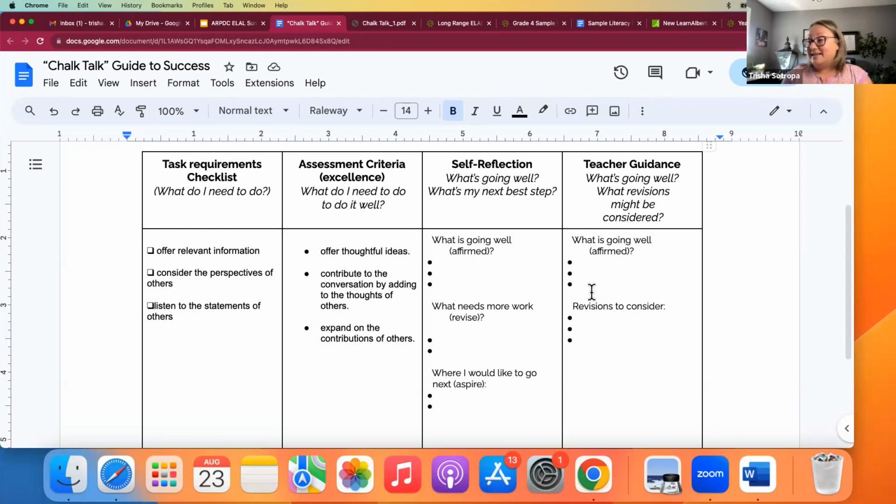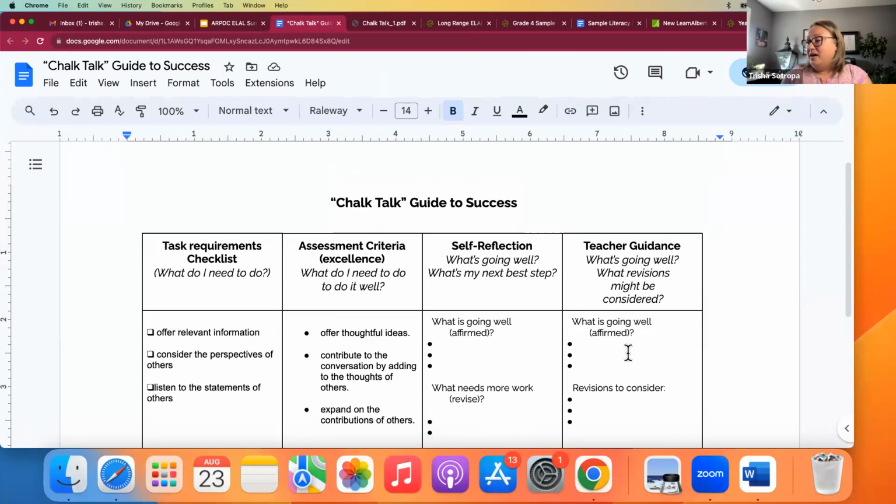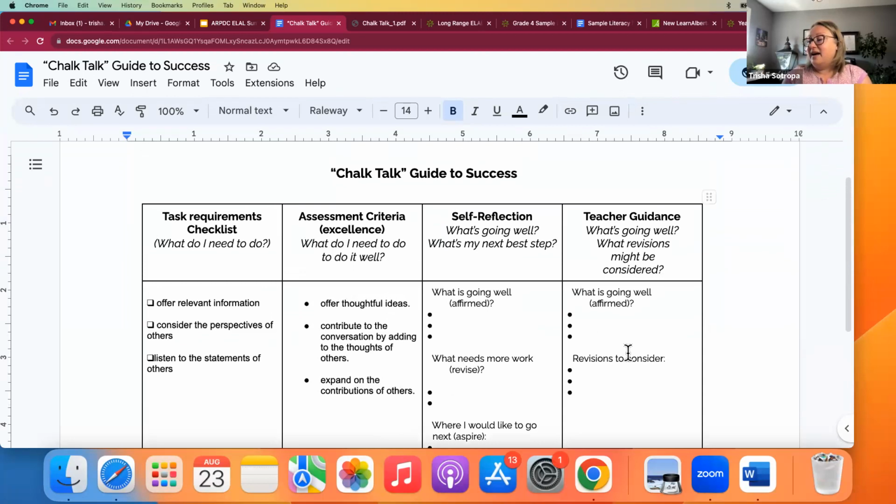And then this I would use as report card comments, or some of them anyway, take them as report card comments. Guide to success, I don't do for every activity, but for some of the key ones or ones that we repeat in different ways, I would make this for my students.